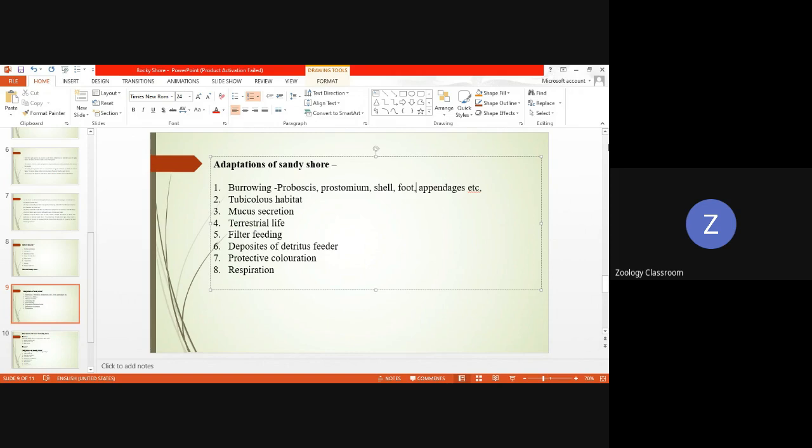For example, Terebella, a polychaete, a tubicolous animal bearing long muscular tentacles. Deposit and detritus feeders.